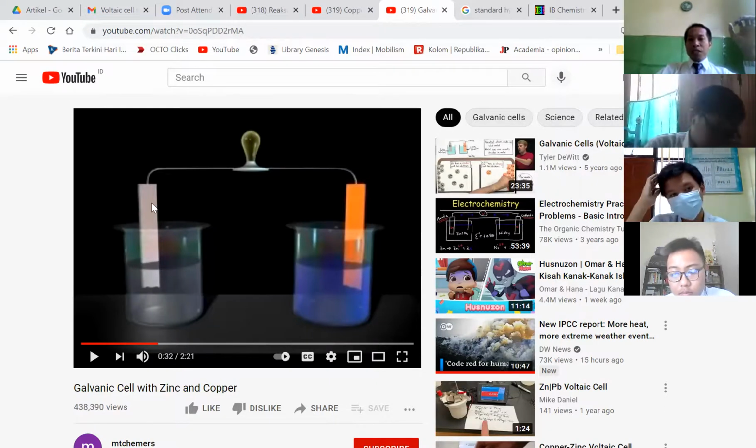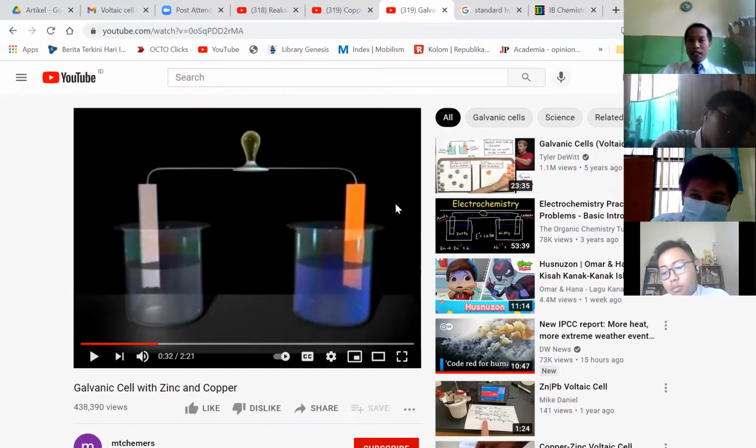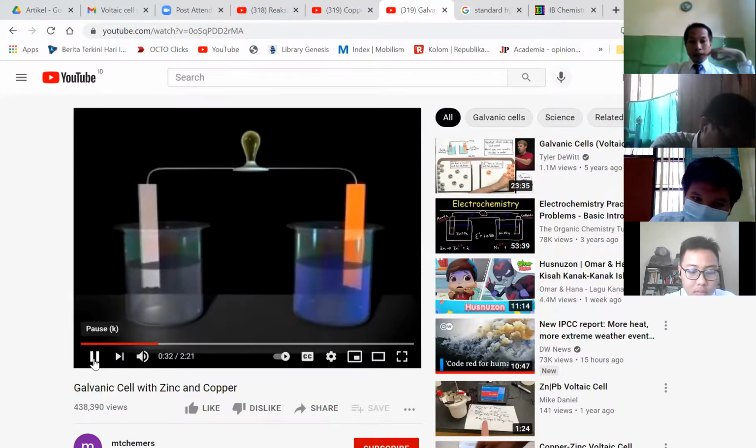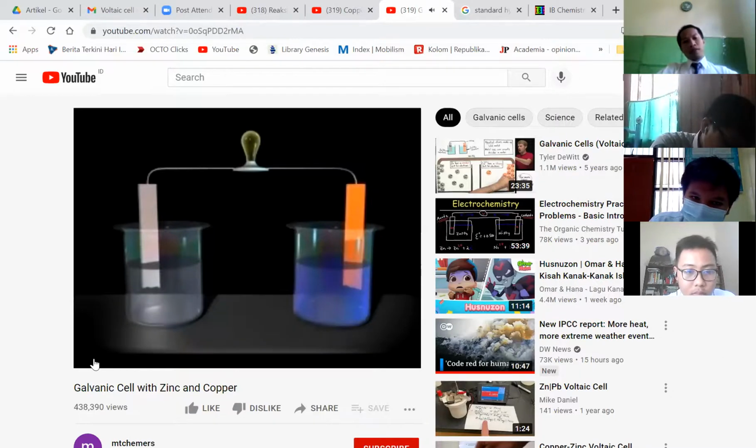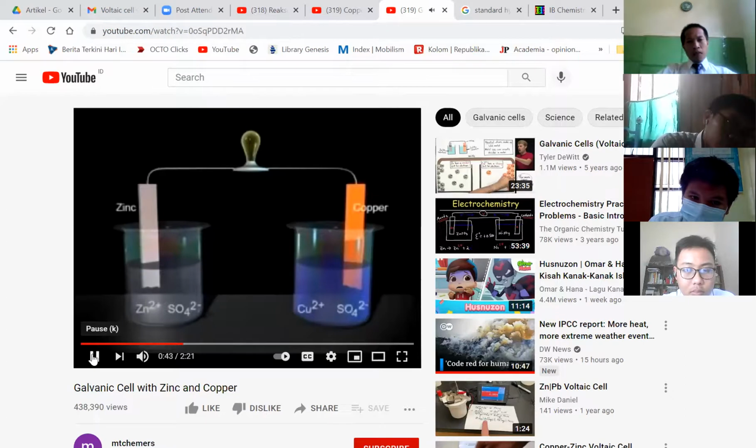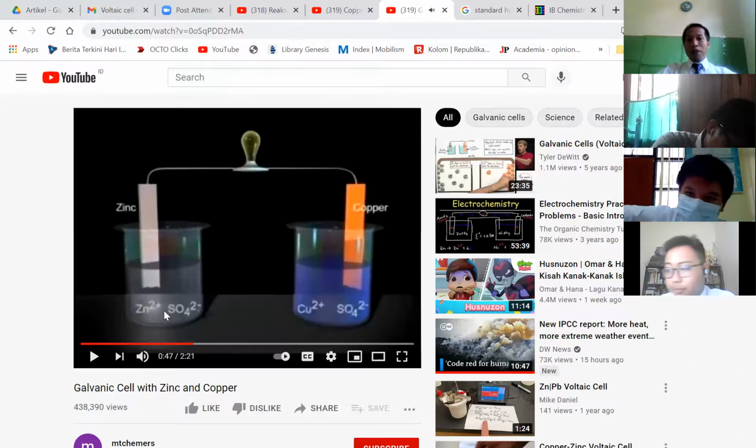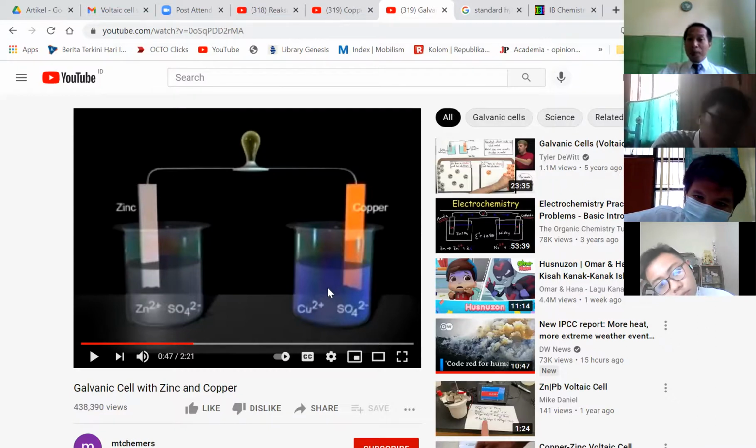Here again, I'm using zinc and copper. Zinc on the left side, copper on the right side. In the solution, I will have zinc solution here, copper solution here. This can be made to yield useful electrical work by incorporating it in a Voltaic cell. The zinc electrode is immersed in a solution of zinc sulfate. The copper electrode is immersed in a solution of copper(II) sulfate. So don't be confused. Zinc will be immersed in zinc solution, and copper will be immersed in copper solution. Zinc with zinc, copper with copper.